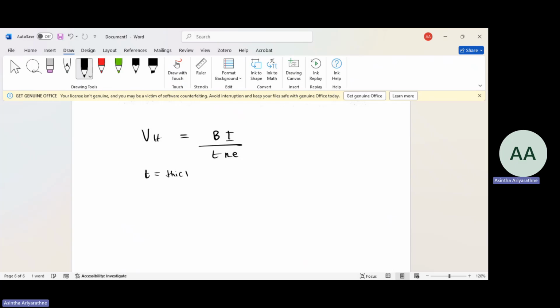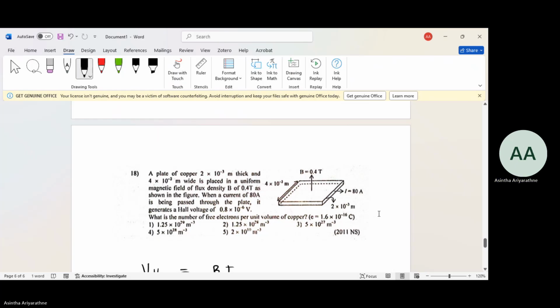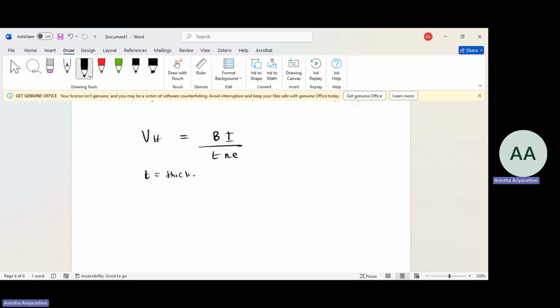So you have to use the correct thickness here. This thickness is also given as 4 × 10^-2 and the height is given as 2 × 10^-3. So you have to find the correct thickness, the thickness in the direction of the magnetic field.